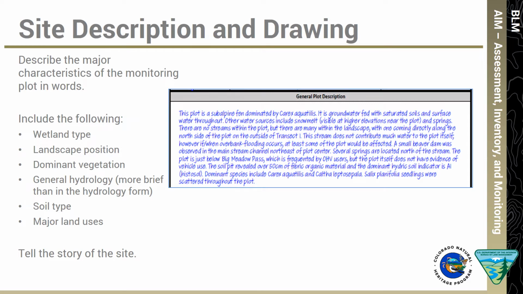Lastly, describe the major characteristics of the monitoring plot in words. This is your chance to tell the story of the monitoring plot and the riparian or wetland site in which it is located. The plot description should be a short paragraph and should include the following information: the wetland type, the landscape position, dominant vegetation, general hydrology, a brief summary of the hydrology is fine, soil type, and major land uses or disturbances.